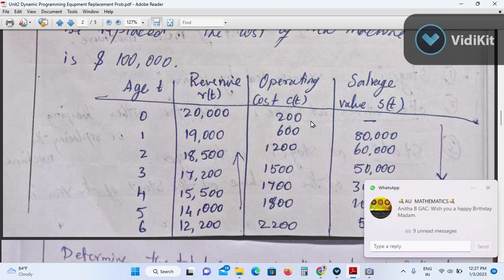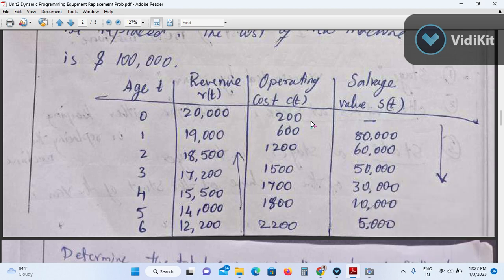So initially, if you are buying a new or good machine, the operating cost will be very less, right? Once the machine's age keeps on increasing, only then the operating cost will take more, right? Because some parts will get damaged, so you have to change them, and you have to apply some grease, all those things, right? Therefore operating cost will be more when you are going for more number of years, right? So initially it is very small.